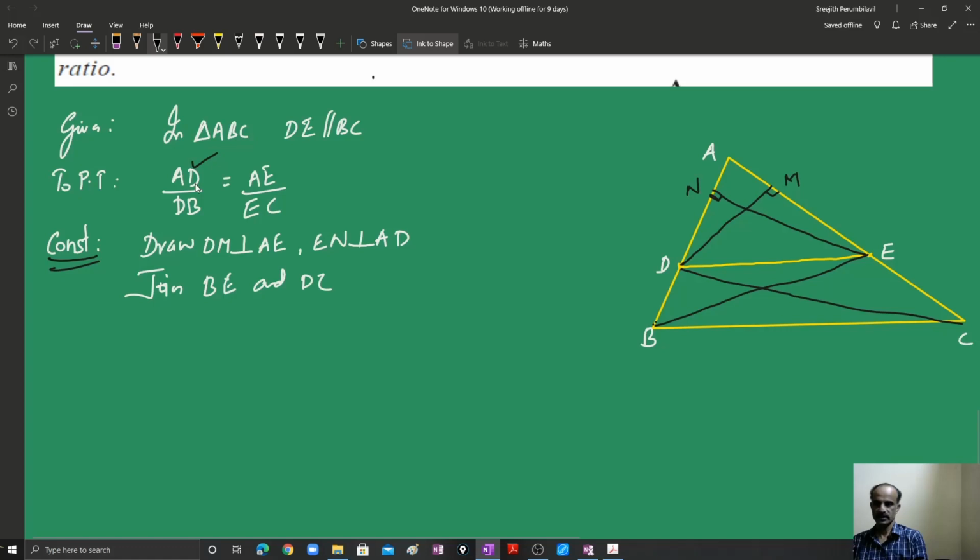AD. First letter AD. So I need a triangle whose base is AD. Can you tell me the triangle whose base is AD? That is nothing but ADE. So what I am going to write is, first step, area of triangle ADE is equal to, very simple, half into what is the base of this? I am talking about AD as base. So, half into AD into what is the height?